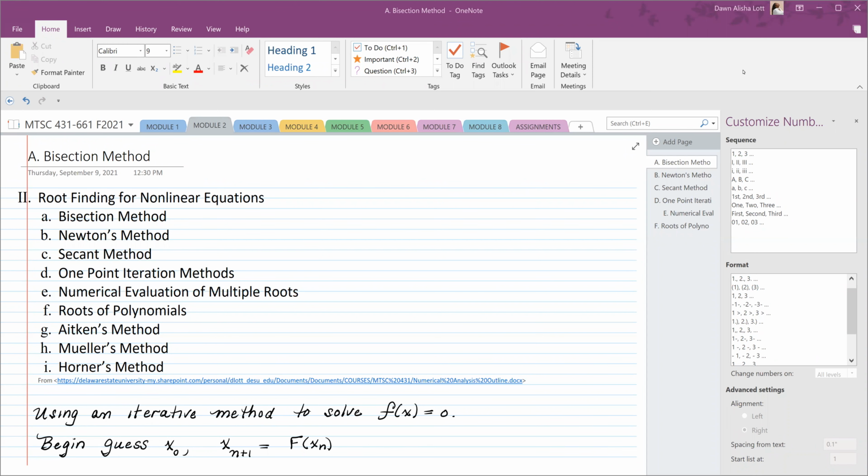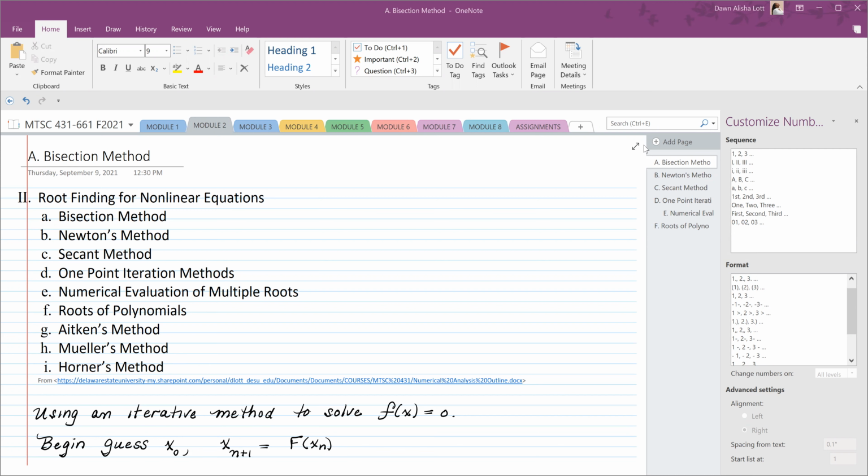So we have been in module 2, and in module 2, we were learning about root finding for nonlinear equations. And we have gone through the bisection method, Newton's method, secant method, one-point iteration methods, numerical evaluation of multiple roots. I'm going to finish up roots of polynomials, and we did miss one day. So I'm going to leave you guys to do Aitken's, Muller's, and Horner's method on your own. And then we'll come back to that if you guys have some questions.